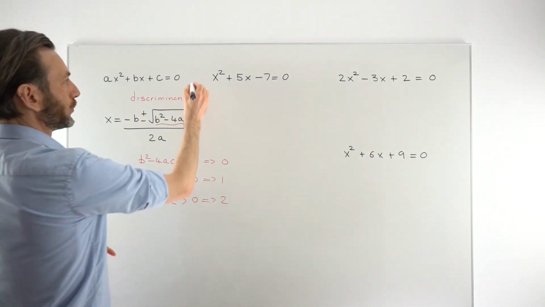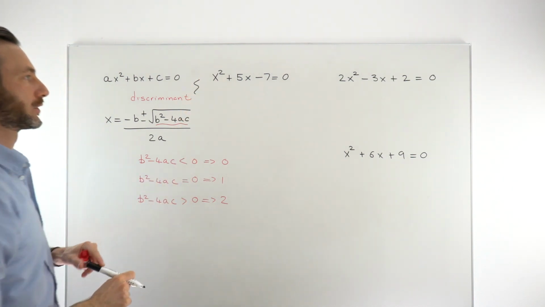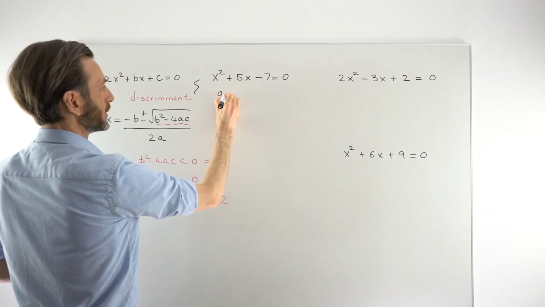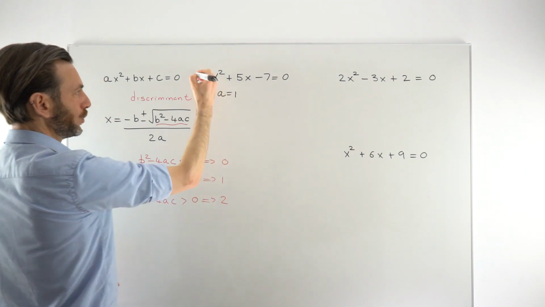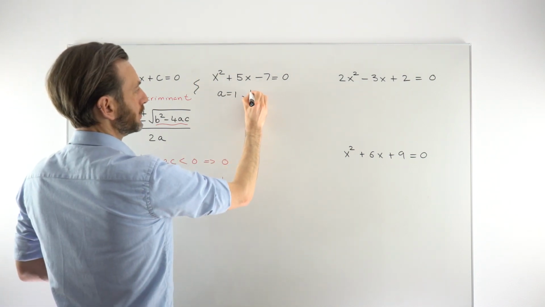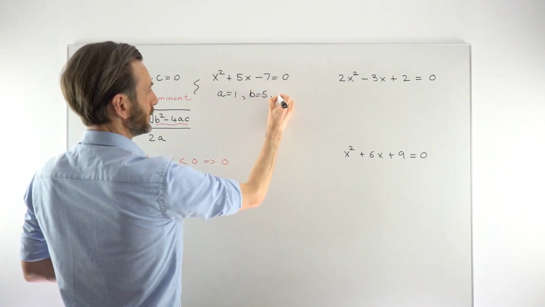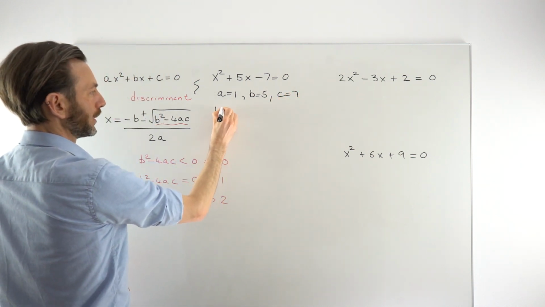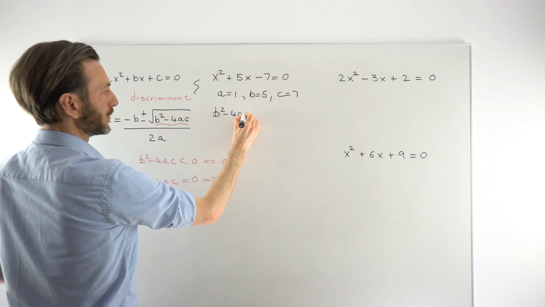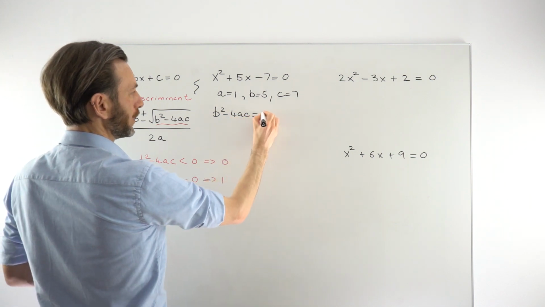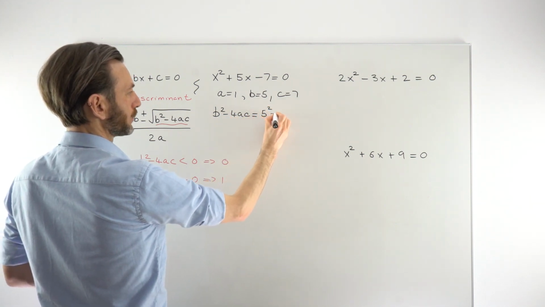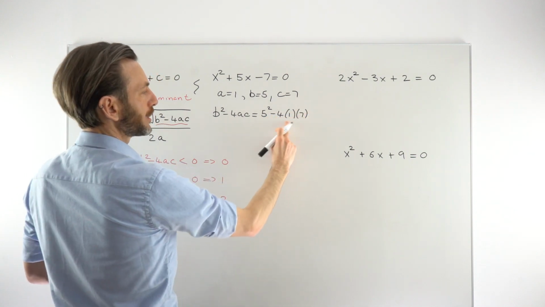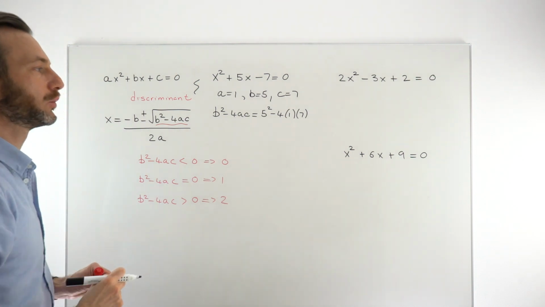Okay, so that's the theory. Let's have a look at how this works in practice. For this first quadratic equation, the a value is 1, because that's the coefficient of the x squared term. The b value is 5 and the c value is 7. So we're just going to work out our b squared minus 4ac. That's going to be 5 squared minus 4 times 1 times 7. I'll just write it out for this first one. I personally like to use the brackets to mean multiply.